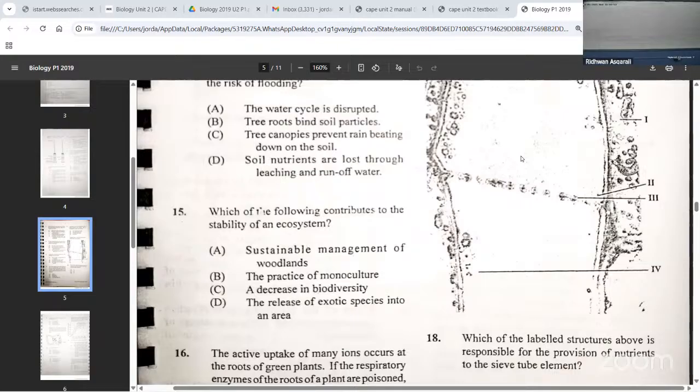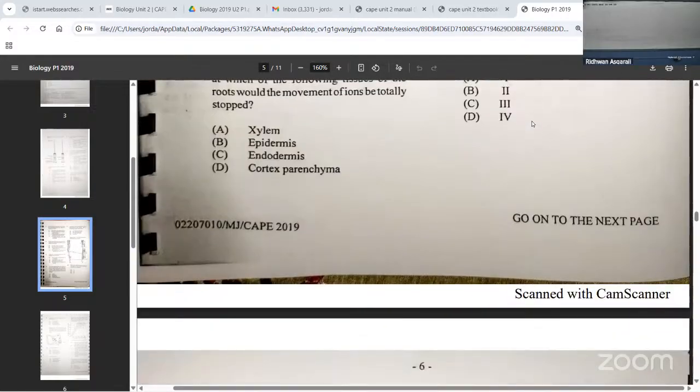Is that an active or is that a passive process? So that loading of nutrients from the companion cell into the sieve tube element, is that active or passive process? Is ATP used? Yeah, ATP is used, right? So it's an active process, right? And the name of it is active loading. Active loading.